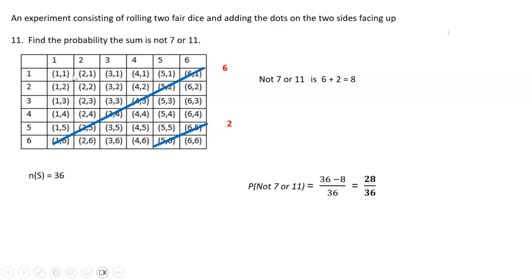Or you can go like this, count them all, 1, 2, 3, 4, see, and so forth. That's going to be too long. But you can do it both ways. But if you do it like this, right, not these, not the 7 or 11, so it's going to be everything else. And everything else is going to be 8. 36 minus 8, which will give us 28. We reduce it. The answer is 7 over 9.